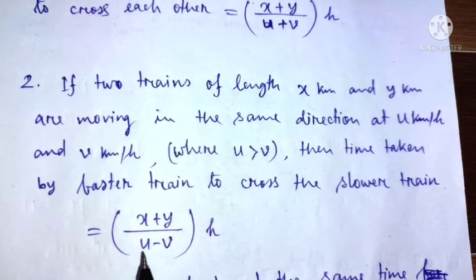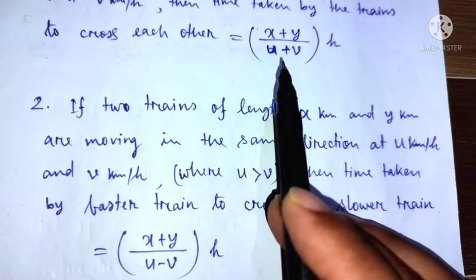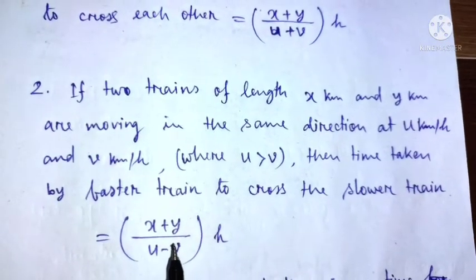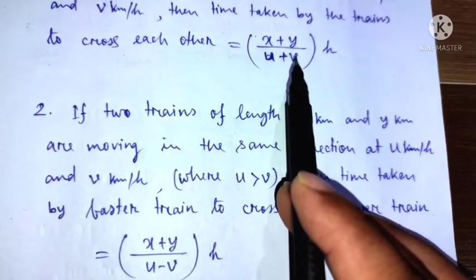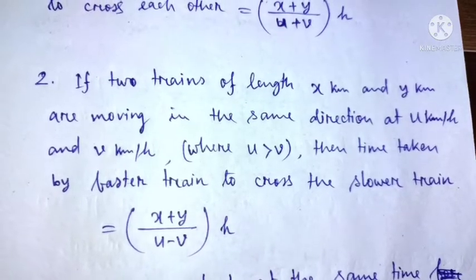Here u should be greater than v, so this is almost the same as the previous one, but there is plus and this is minus. In case of opposite direction, the plus comes, and in case of same direction, the minus sign comes.